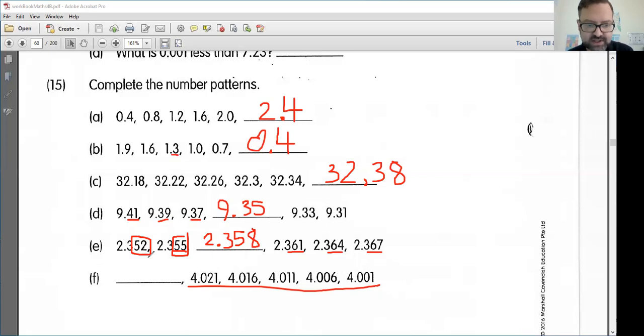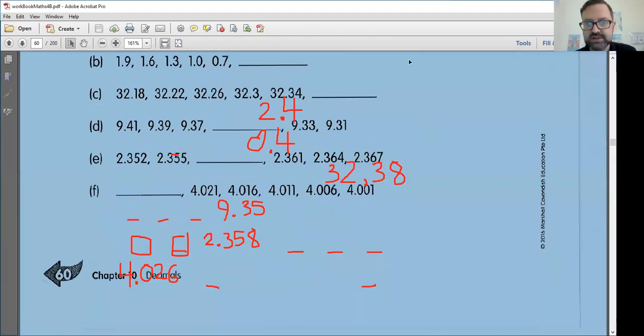All right, this last one here, we are going to have to work backwards because we're missing this first number. So we can't start on the left side. Let's start with this number. I have 4.001 and then 4.006, 4.011, 4.016. So I know this number is going to be 4.0 something. If we work backwards, it looks like I'm adding 5 thousandths every time, 0.005 every time. 1 plus 5 is 6, plus 5 is 11, plus 5 is 16, plus 5 is 21, plus 5 is 26. So my missing number is 4.026. I believe we are all finished with this page.